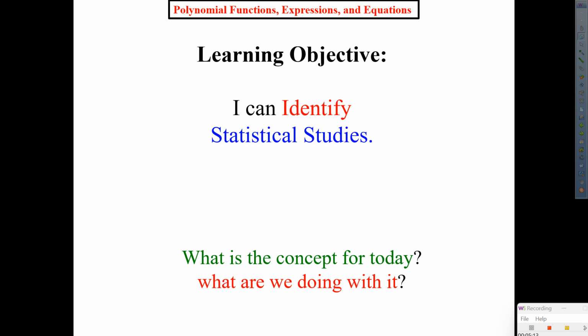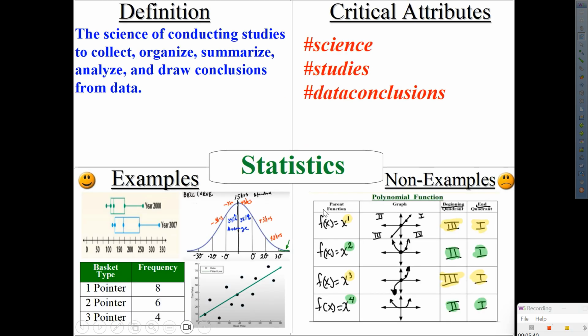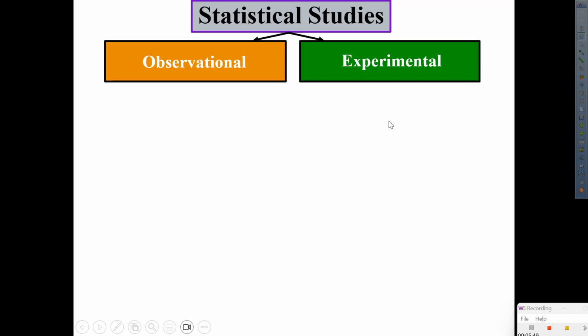So, we know what statistics are, is that correct? On your screen, type me the definition for statistics, 30 seconds. By now, you should know it by heart. What are statistics? We said they were the science of conducting studies, collecting, organizing, summarizing, analyzing, and at the end, drawing what? Conclusions. Last week we started with observational versus experimental studies.